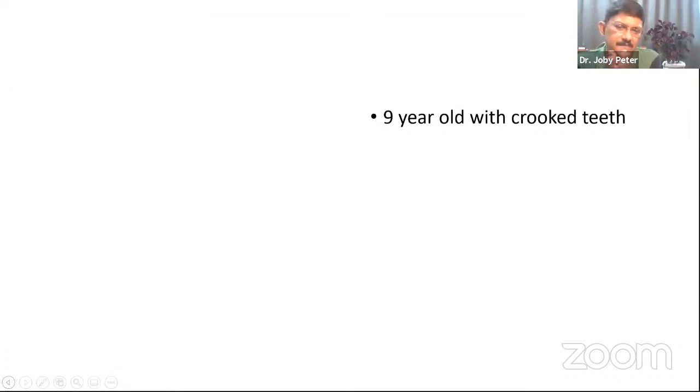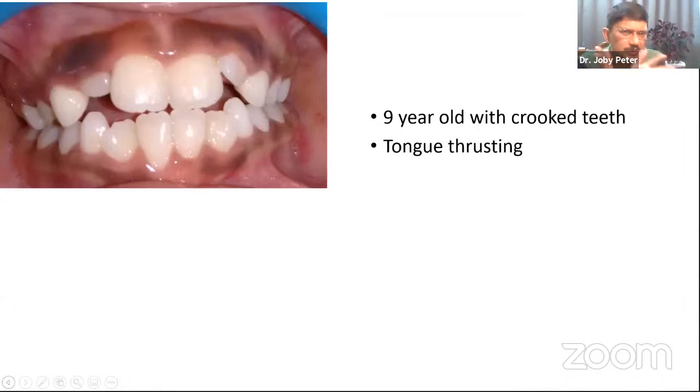Now, I just want to show you a picture of a 9-year-old with crooked teeth. The patient came with her mother, and she is 9 years of age with crooked teeth. So we started taking the history. The patient's complaint is crooked teeth. On history, we revealed the patient has a tongue thrusting habit. But the space deficiency is only mild to moderate, mild amount of space discrepancy, not severe, but the patient had a problem called tongue thrusting.